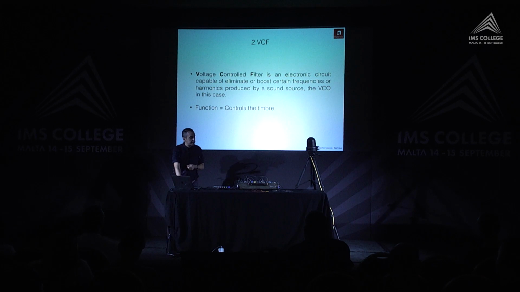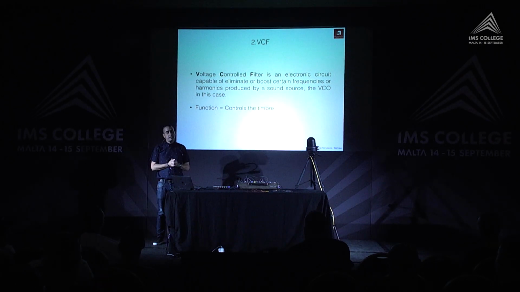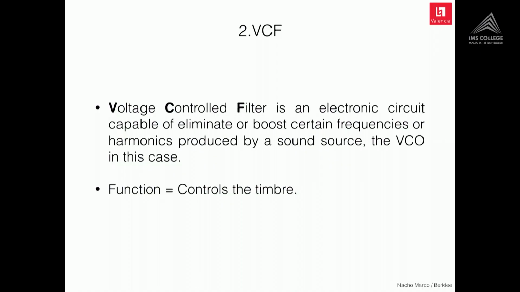Let's continue with the second module that we're going to use today, the VCF filter. A voltage controlled filter is an electronic circuit capable of eliminating or boosting certain frequencies or harmonics produced by a source of sound, the VCO in this case. The function of a filter is to control the timbre. Okay, so we are going to let more or less of this harmonic content pass to the amplifier.